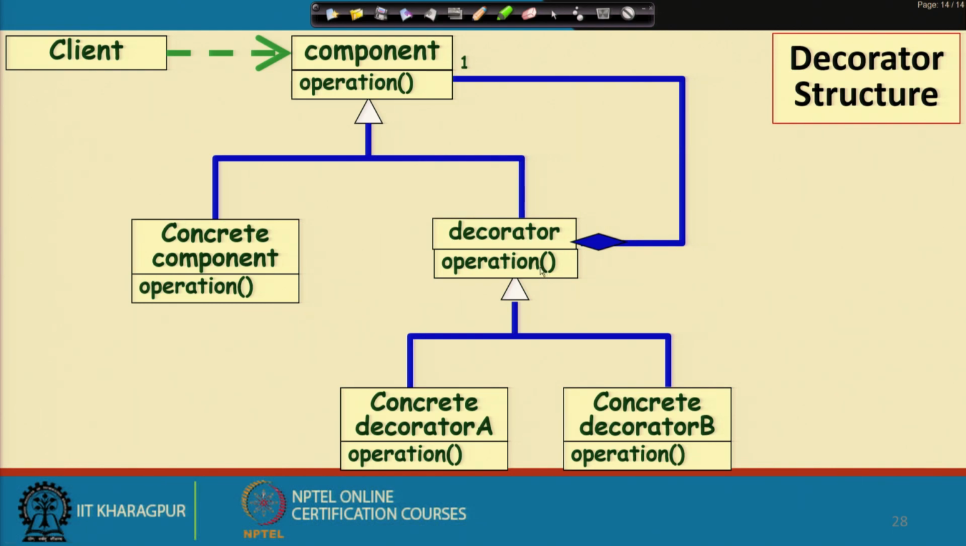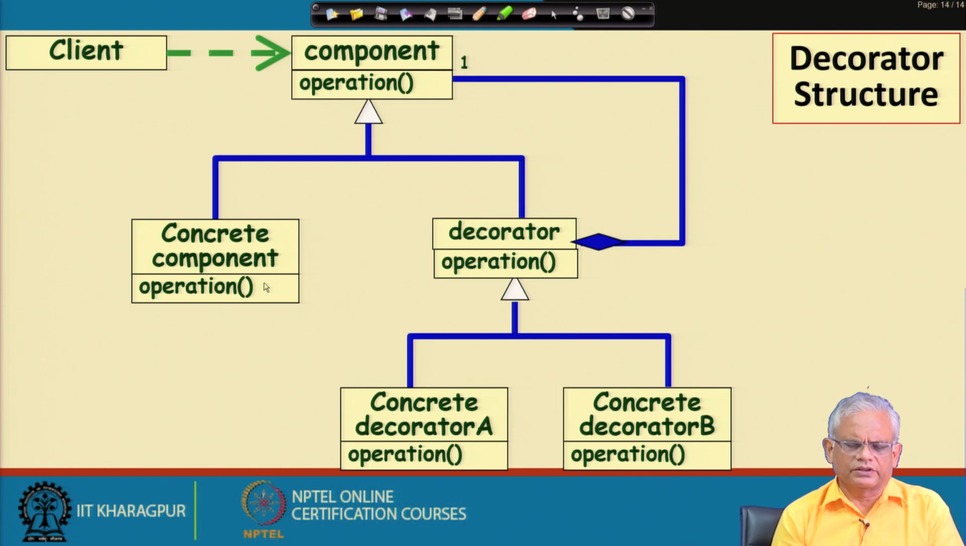There can be various types of decorators, and for those operations which are defined in the concrete component, the decorator only forwards to the concrete component. On the other hand, for the operations which are defined in the concrete decorator, it executes that and does not forward any calls to the concrete component.